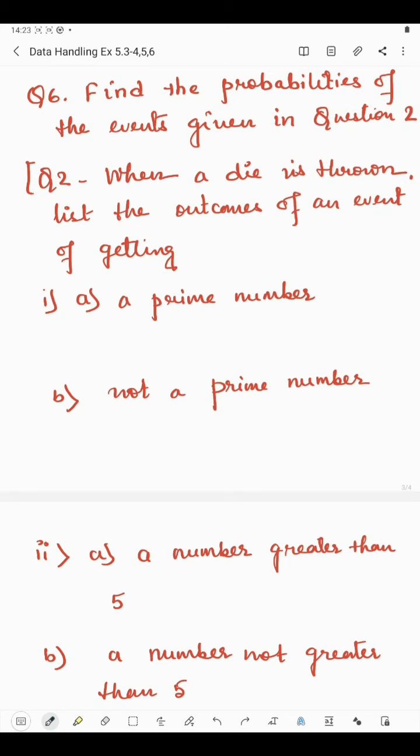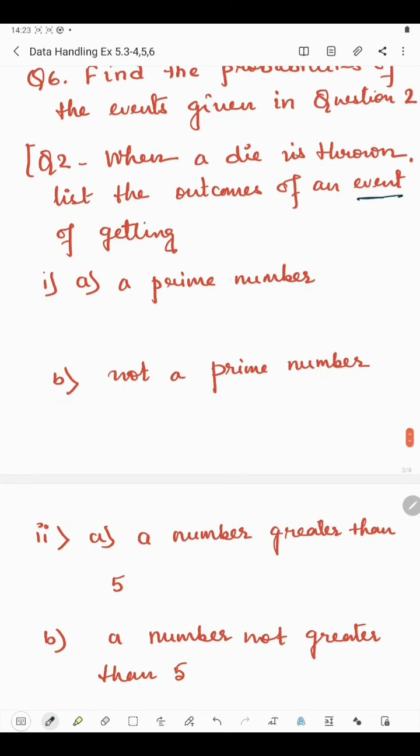Now coming to the last question of this exercise. In this question we have to find the probabilities of the events given in question number 2. Question number 2 we have already done: when a die is thrown, list the outcomes of an event of getting. From the event only we get the probability. In question number 2 we got the outcomes of the event. Now in this question we will have to find the probability.